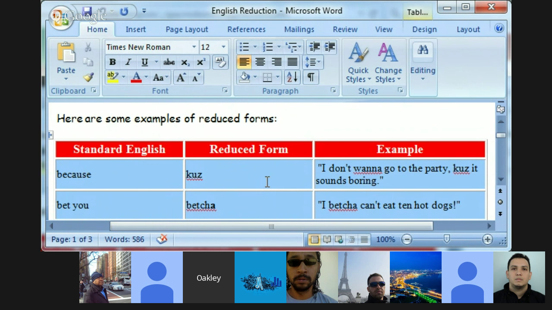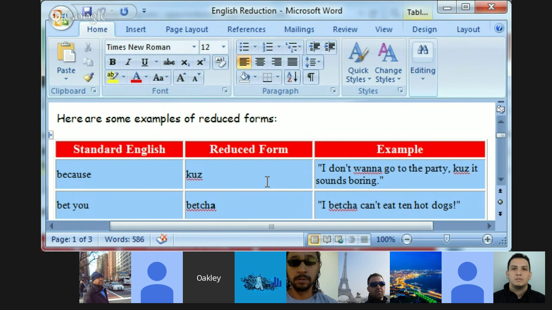So the perfect way, maybe: I don't wanna go to the party because it sounds boring. There you go. Very good. That's much better. And you're right, "don't know" is further down our list today. I really hope we get to it because that's kind of a special case, but we'll talk about it later.